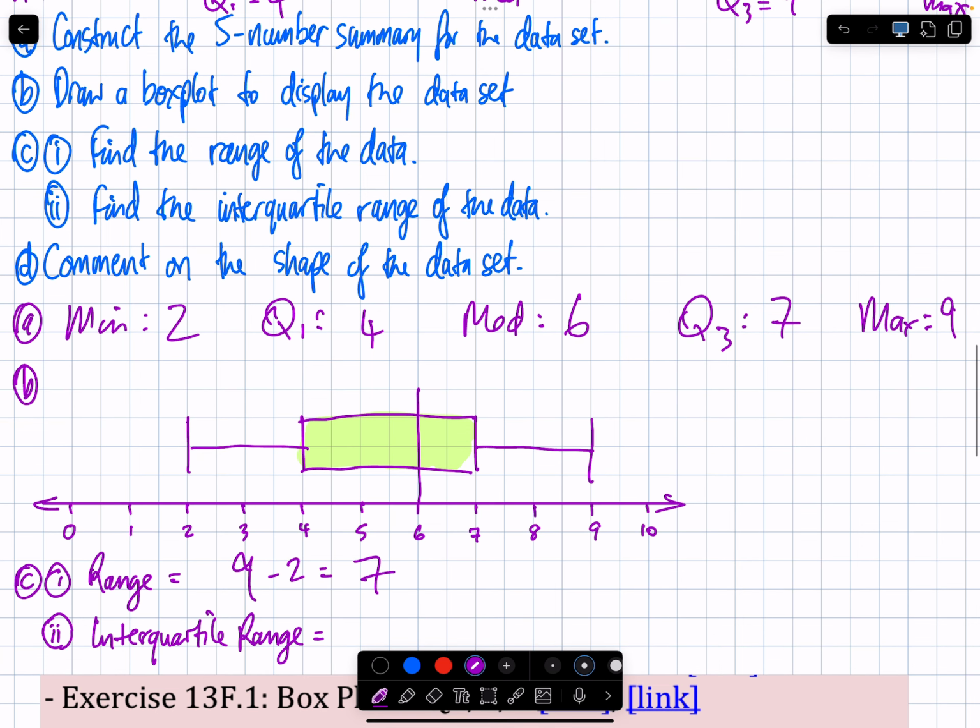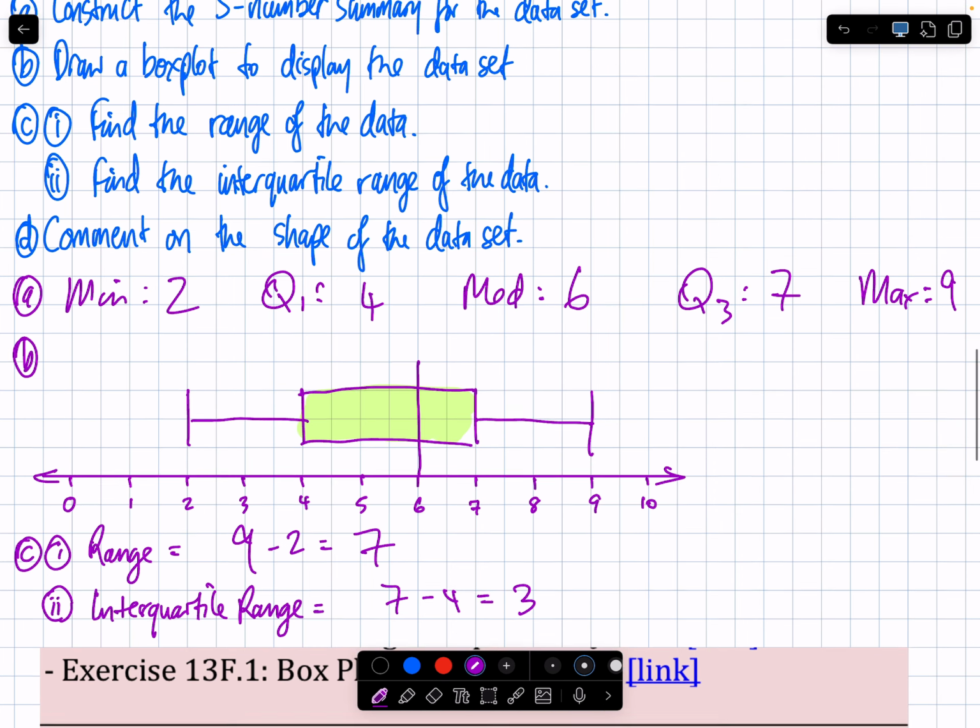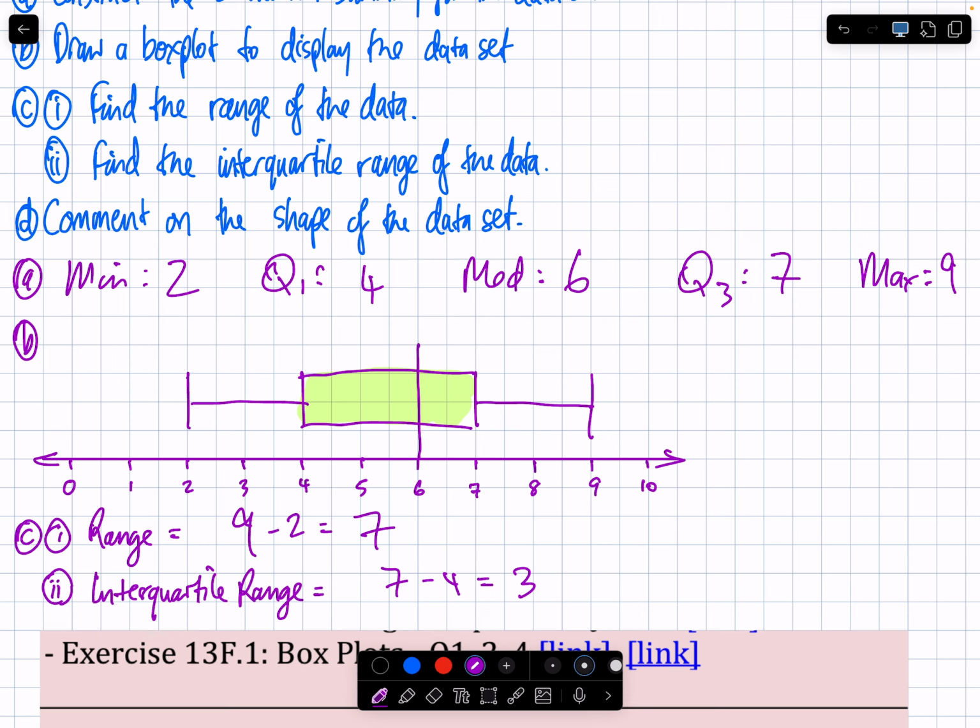What's the interquartile range? Where is quartile 3? Where's the edge of the box? Yeah, 4 is quartile 1. Quartile 3 is going to be 7. So the interquartile range is going to be 7, take 4. The spread of the middle 50% is going to be 3. That's that lesson.